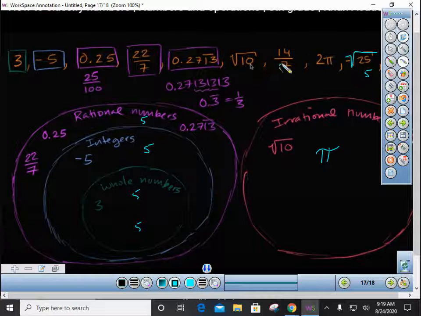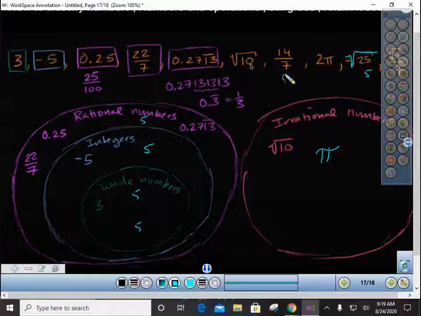What does this fraction line mean to do? Divide. So what does this equal? 2. So that's a whole number? It's a natural number. It's all of them, right? Yes. What about 2 times pi? It's irrational. Because pi is irrational. That means anything times pi is irrational.